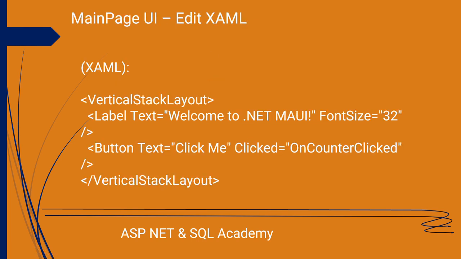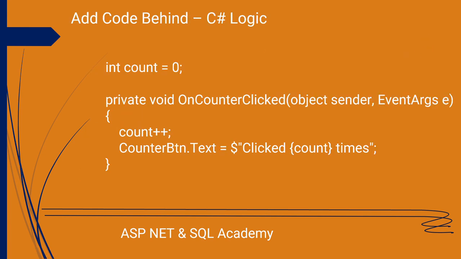This XAML defines a simple page with a label and a button. The layout used is VerticalStackLayout. Think of it as a column. The button click event increments a counter and updates the button text. This is your typical UI logic interaction.